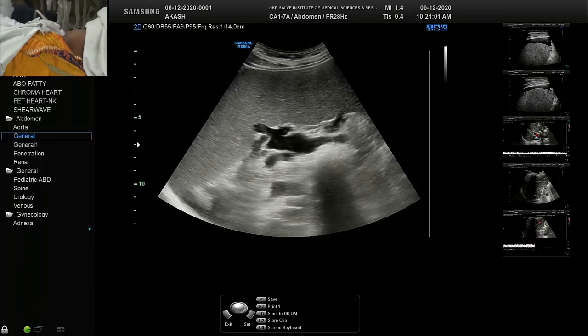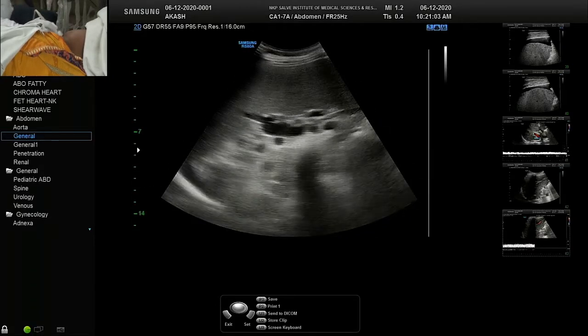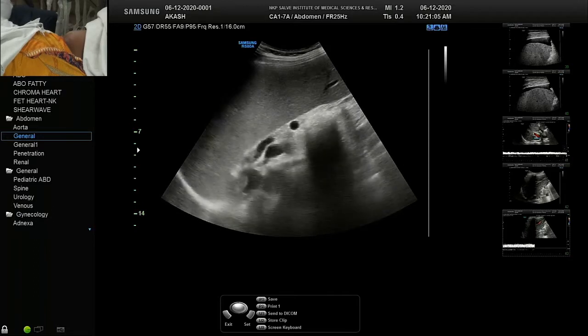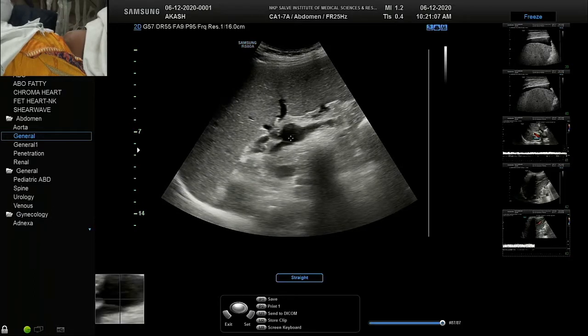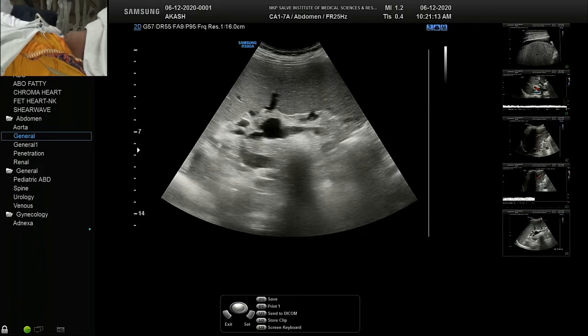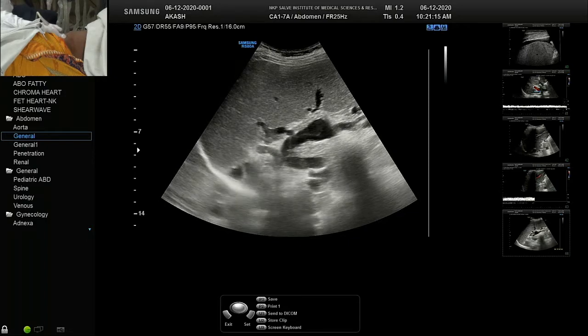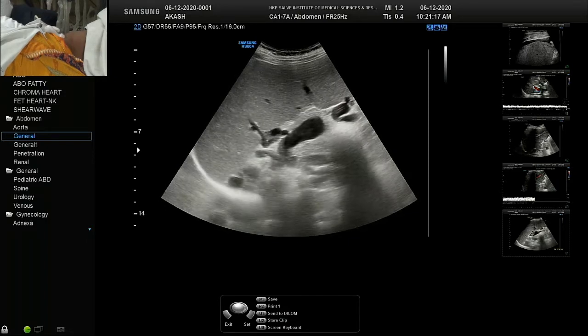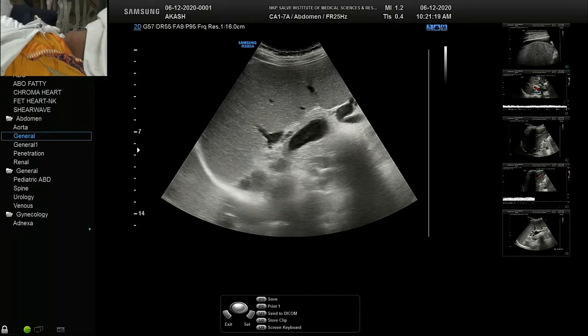Spleen is grossly enlarged, almost occupying the complete screen, going beyond that, 17-18 centimeters. That is the splenic vein. Again you can see the moving echoes in the vein. That is quite common.